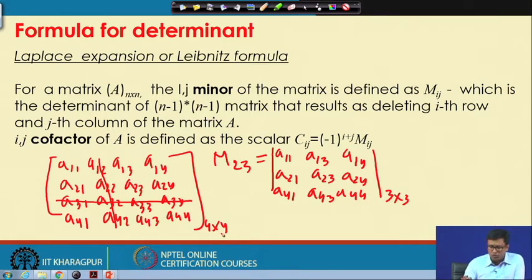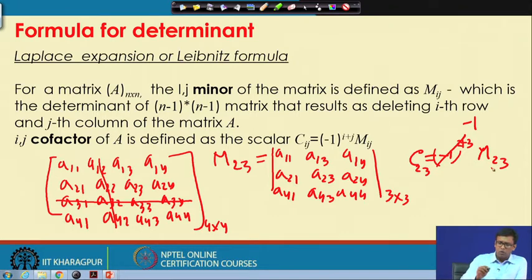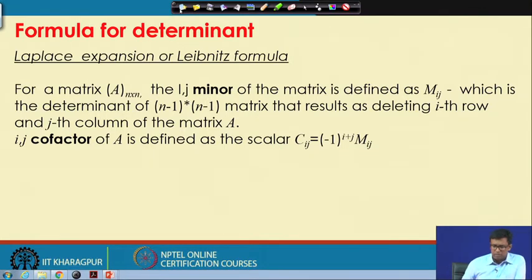And then comes a term cofactor. Cofactor is given as Cij, which is C23, equal to minus 1 to the power row plus column, that is 2 plus 3, which is basically again minus 1 times M23. So, now when we have calculated the minor and cofactor, that will be utilized for calculation of the determinants.